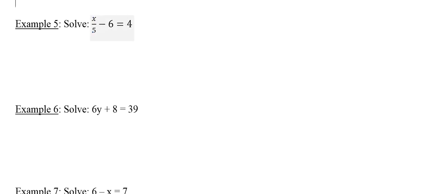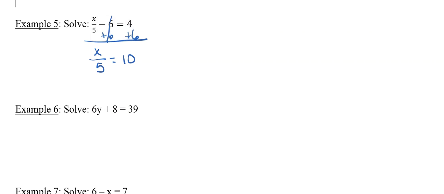Right now I have x divided by 5 minus 6 equals 4. Well, the opposite of the division is the multiplication. The opposite of the subtracting is the addition. So we need to add 6 first. That would be doing the first step of doing any adding or subtracting. So I have x divided by 5 equals 10.